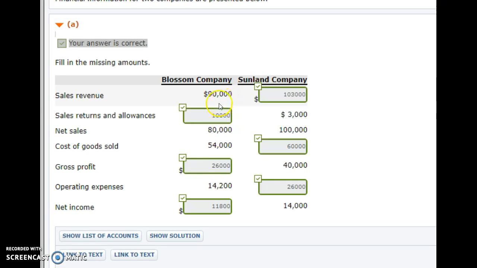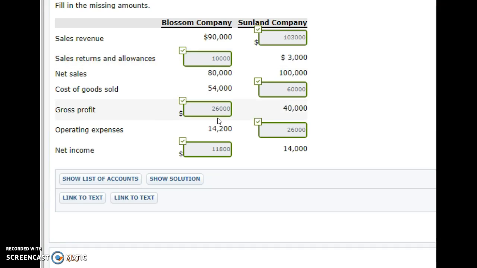Sales revenue is 90,000 stated, and to get sales returns and allowances for Blossom Company, you take sales revenue and subtract net sales to get sales returns and allowances. Or the other way is 90 minus 10 for 80. So that's another way to think about it. So 10,000 for sales returns and allowances.